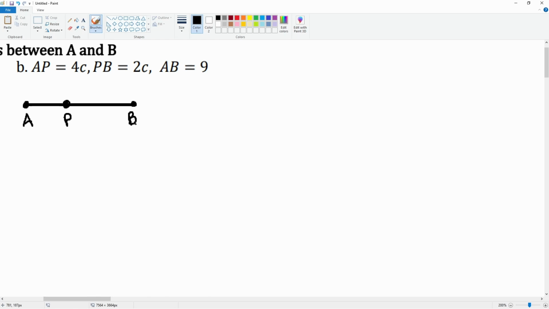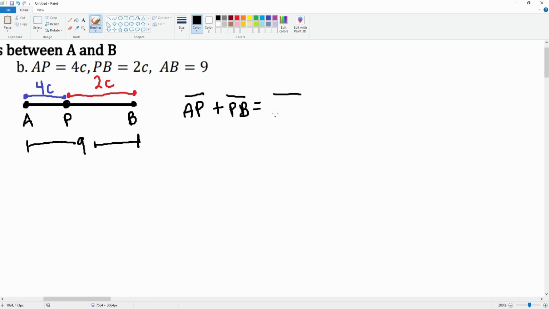Let's look at B. It says AB is 4C, so let's just label that. This is 4C from here to here. PB is from here to here, which is 2C. Then we have the entire thing is equal to 9. Here we can now set up the equation. Line segment AP plus line segment PB is equal to line segment AB. Let's plug in the values. This is 4C plus 2C is equal to 9.